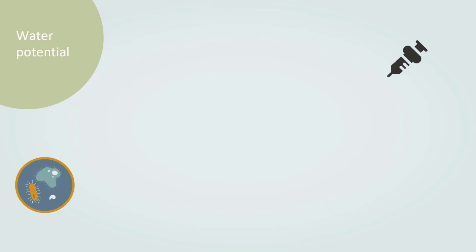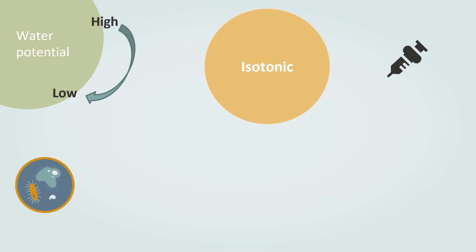So let's look a bit at the theory behind the movement of water in and out of the cell. What we have to take note of is the water potential. The movement of water is from high water potential towards low water potential. With that in mind, we can identify the three types of solution that we're going to be using in this experiment. The first type of solution is the isotonic solution, in which the water potential inside and outside of the cell is the same. This causes the movement of water to be at the same rate in both directions.